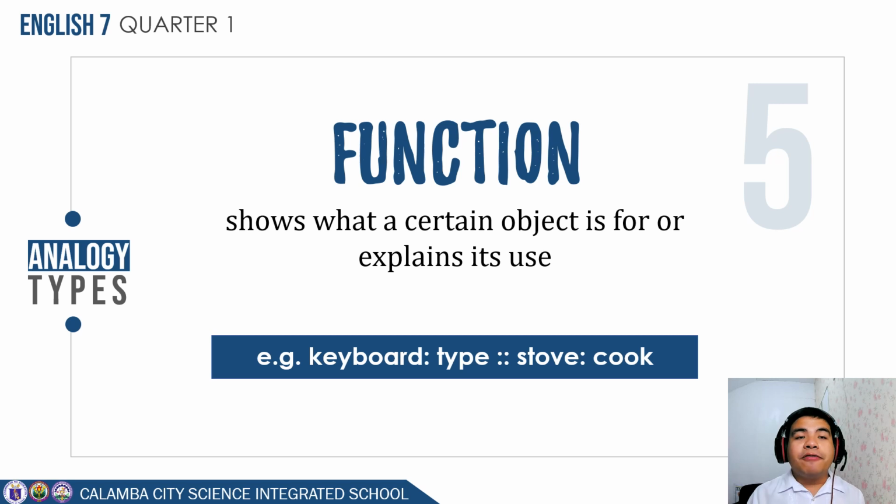Now, the fifth type of analogy is function. The function shows what a certain object is for or explains its use. Example, keyboard is to type as stove is to cook. So, we focus on the function as the relationship of the left and right terms.